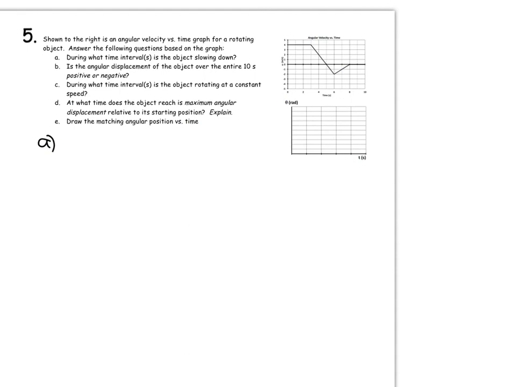So we have a motion graph 1 here, and the first question is during what interval or intervals is the object slowing down. So what we're looking for are situations when it's approaching the x-axis, so that would be right in here, which means it's slowing down from 3 seconds to 5 seconds until it crosses the axis at this point here. And then it's also slowing down, as we can see, from 6 seconds until 8 seconds as it's approaching the axis there as well.